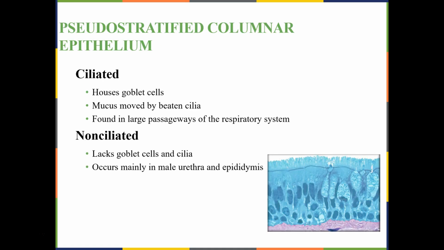Pseudostratified epithelium, or pseudostratified columnar epithelium. Here's a beautiful goblet cell. That is just gorgeous right there. You can see those cilia really nice up here. It can be ciliated or non-ciliated. Functions similar to your simple columnar, so secretion and absorption of materials. Ciliated, found in our respiratory tract. Non-ciliated, very few places. The male urethra and epididymis are places where you'll find non-ciliated pseudostratified columnar epithelium.